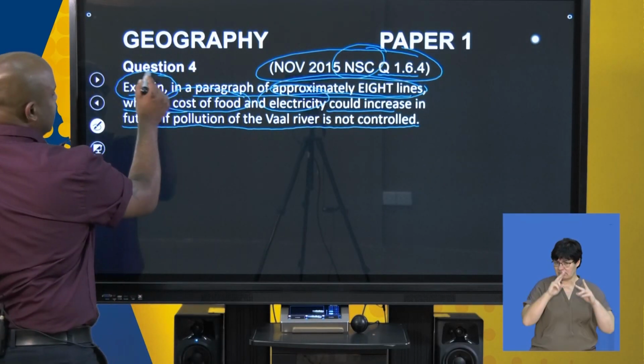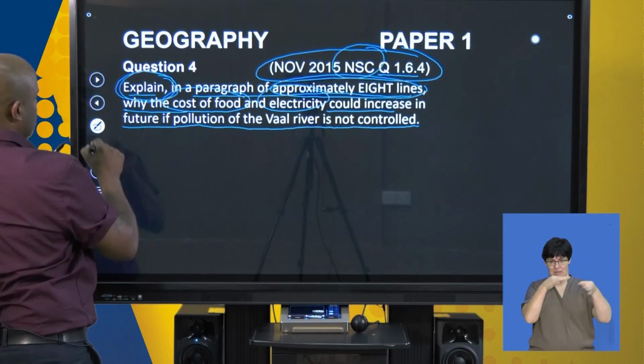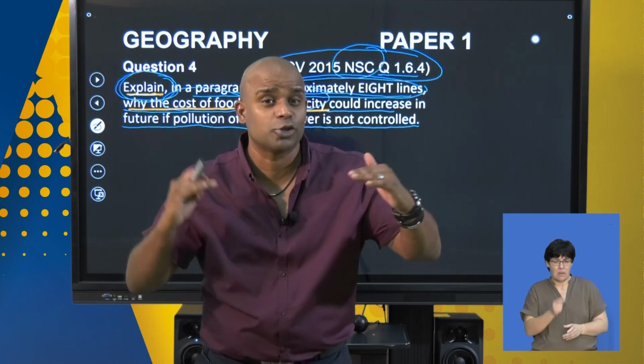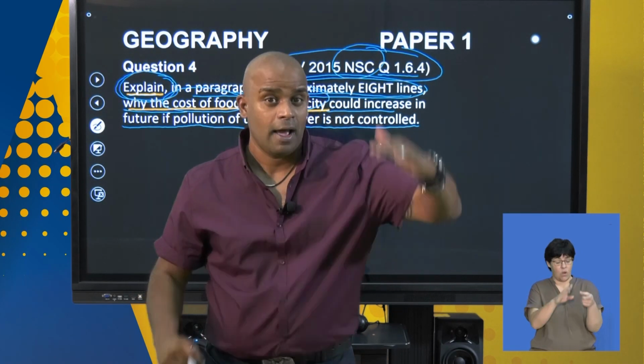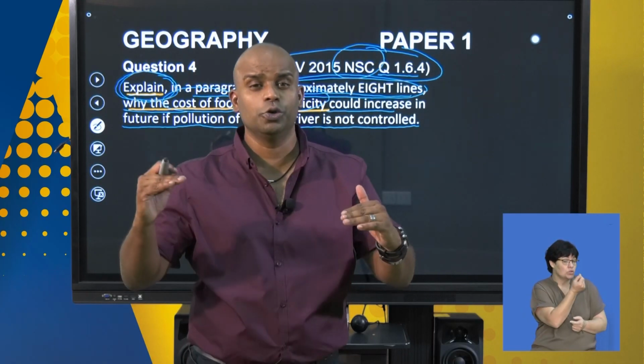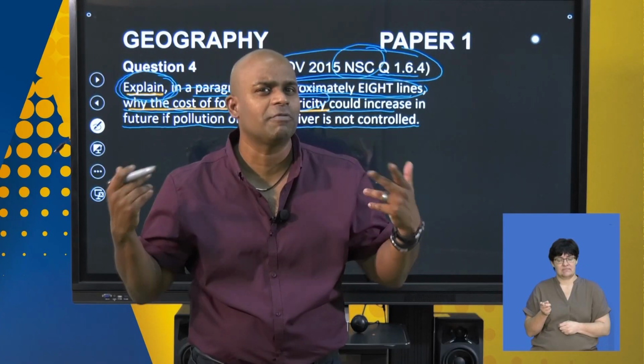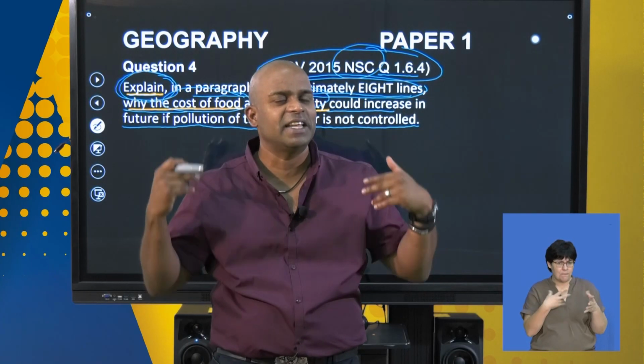An explanation. Let's change the color of this. So when we're looking at it, we need to explain. What must we explain? The cost of food and electricity. Immediately I'm seeing that my paragraph has 2 parts. 1, cost of food. 2, electricity. And immediately my qualifiers are negatively impacting.